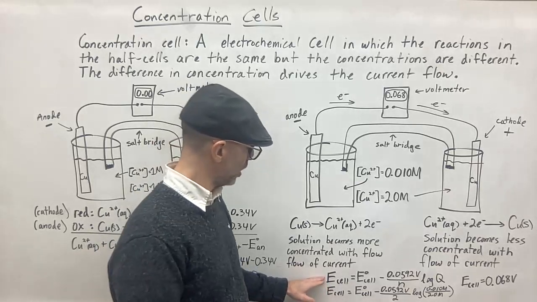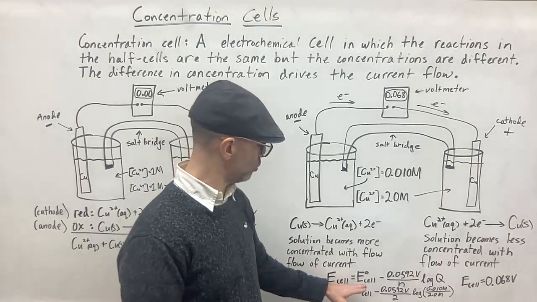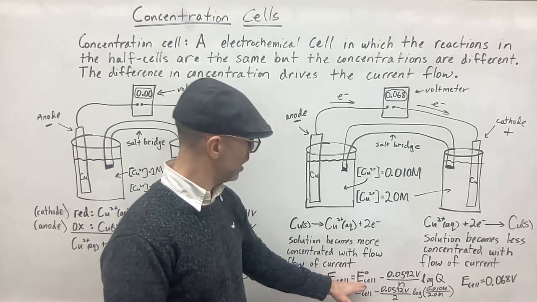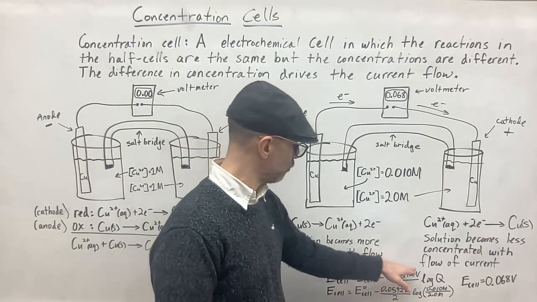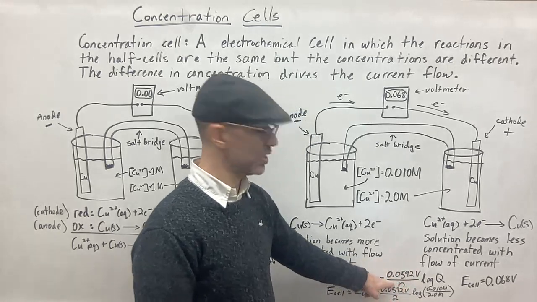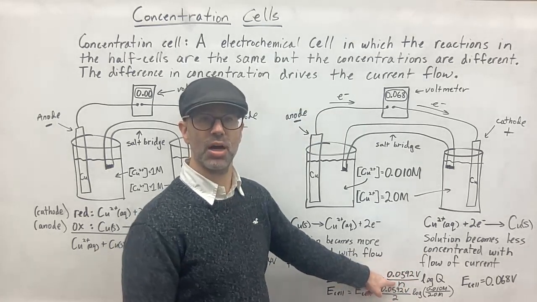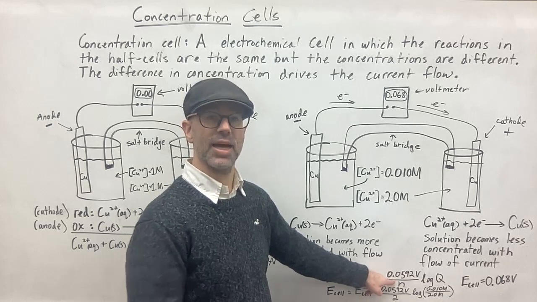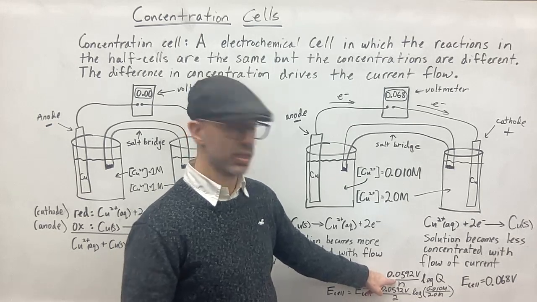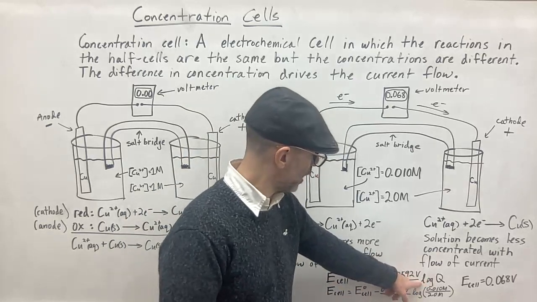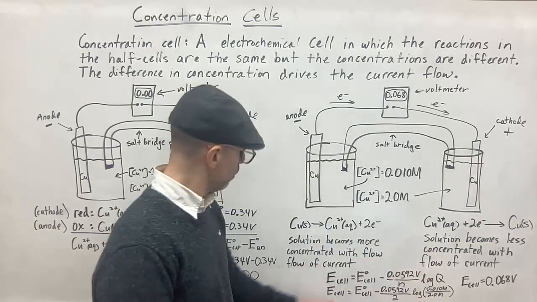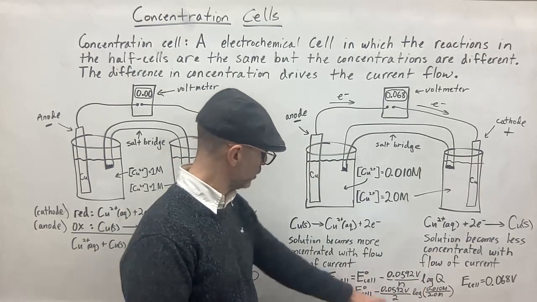The E cell under non-standard conditions is equal to the E cell under standard conditions minus 0.0592 volts divided by n, which is, again, n is the number of moles of electrons that are transferred during the redox reaction. And so that's going to be multiplied by the log base 10 of Q. We plug in our information.